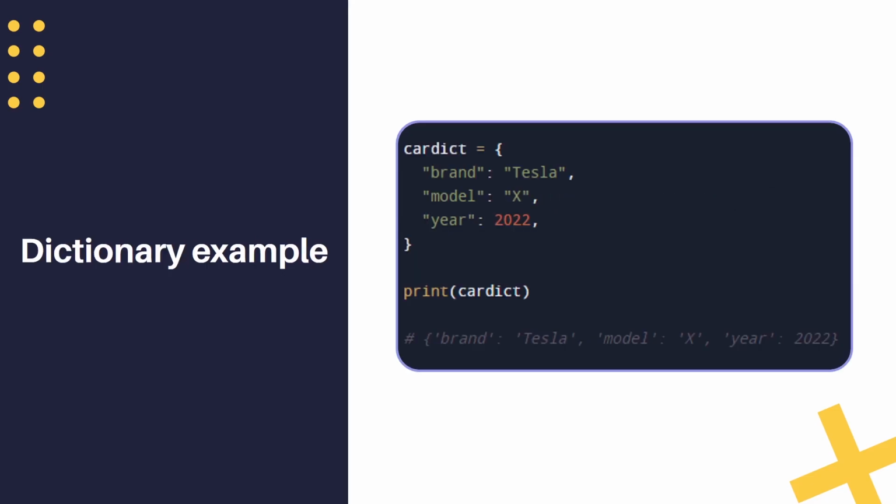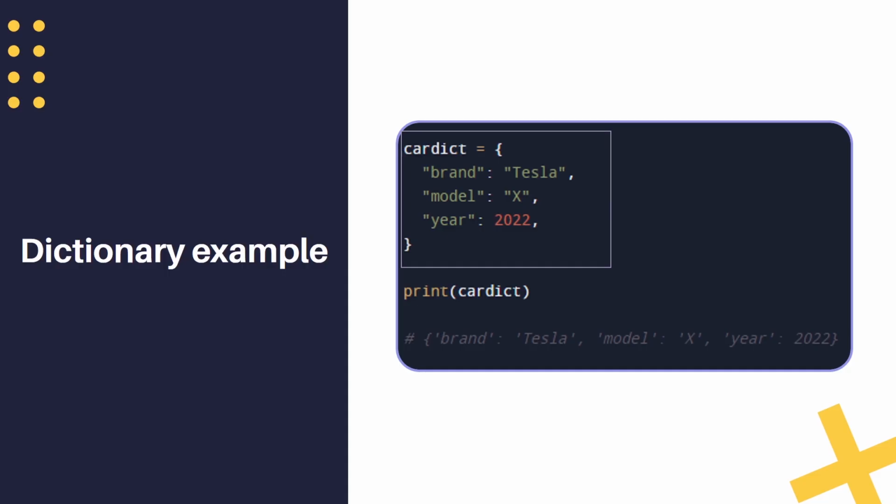Here's an example of a dictionary. In this example, we created a variable called cardict. We then set this equal to the items associated with this dictionary. Now, the way this works is a bit different. Notice that we open up with curly braces and we end off with curly braces as well. We also have several data items associated with this dictionary.